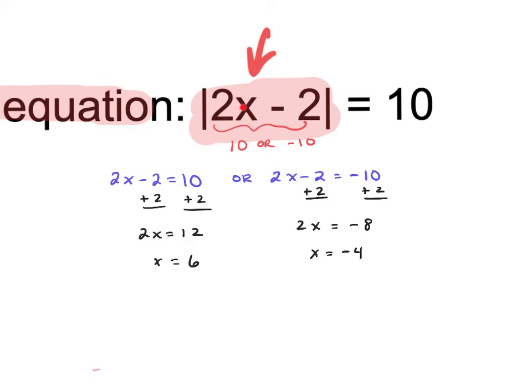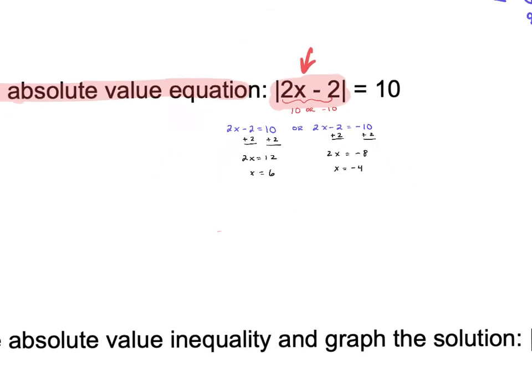These are very checkable. If I take 2 times 6, 12. 12 minus 2 is 10. Absolute value of 10 is 10. It checks. If I plugged in negative 4, 2 times negative 4 is negative 8. Minus 2 is negative 10. Absolute value is still 10. So they both check. And we are done. Let's take a look at our next one.